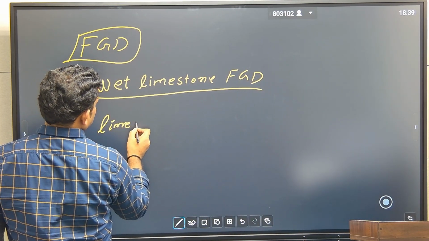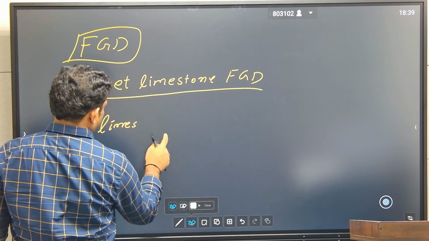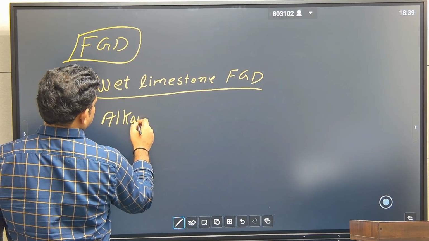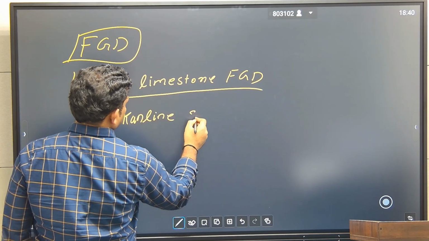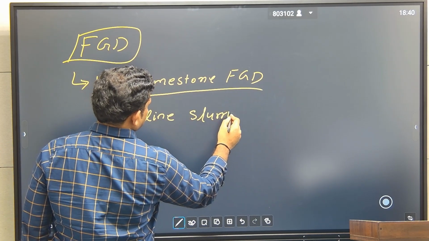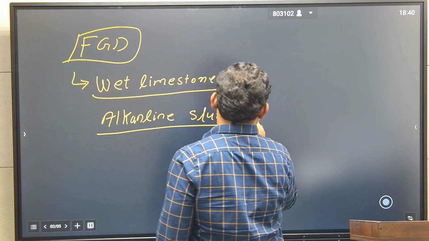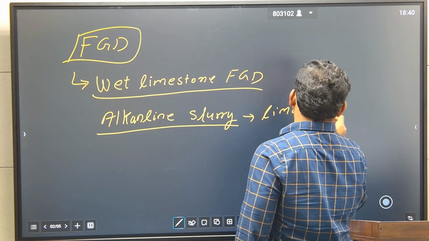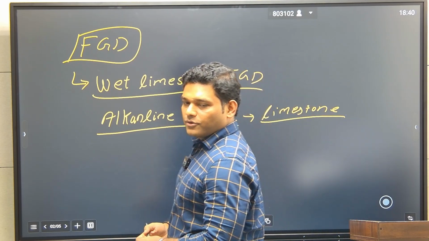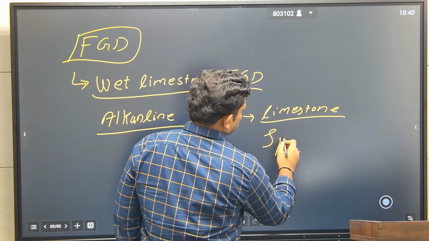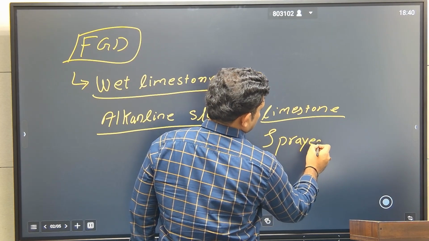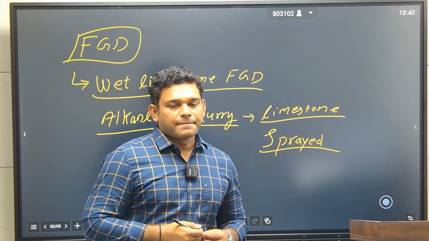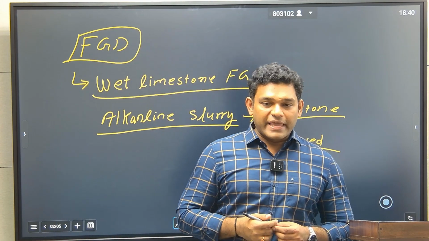Limestone as alkaline slurry is sprayed over the exhaust gases, that is the flue gases. When you spray over the flue gases, chemical reactions happen.